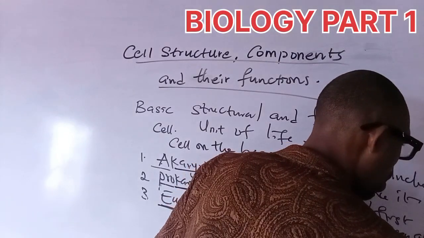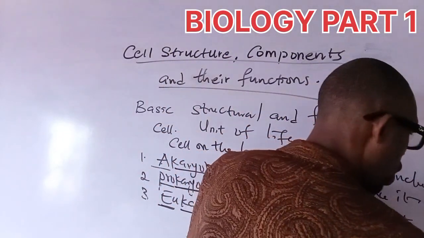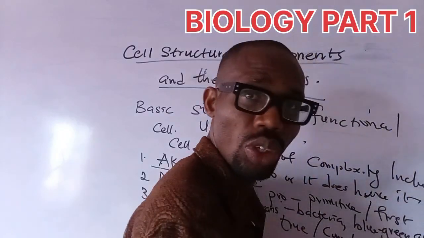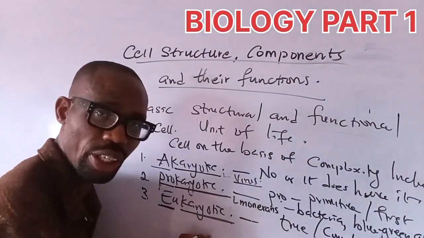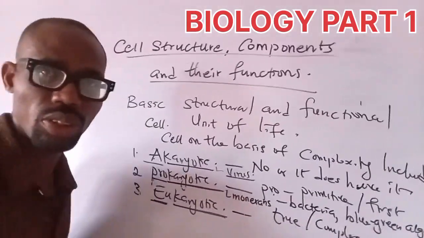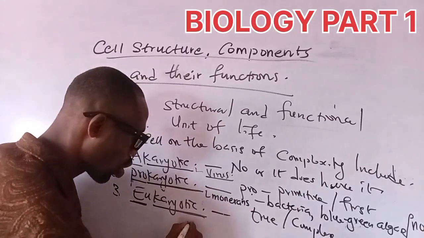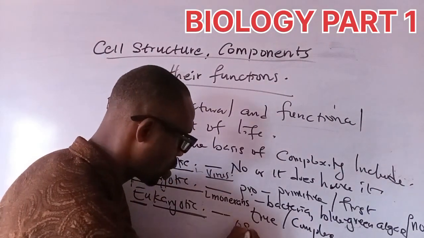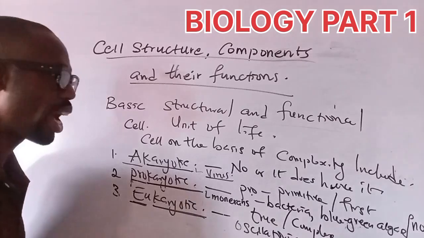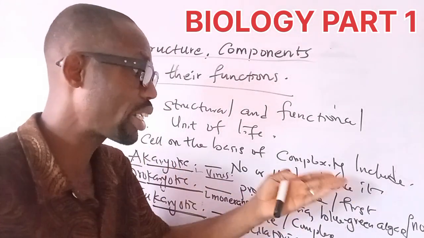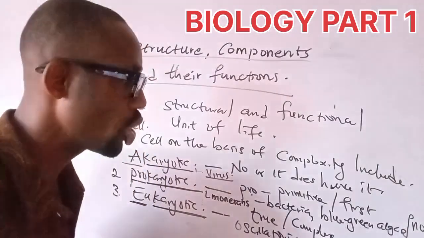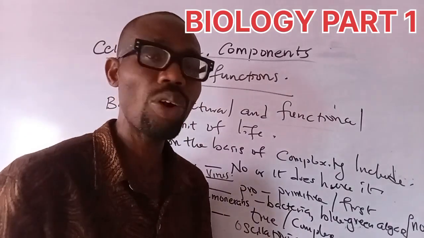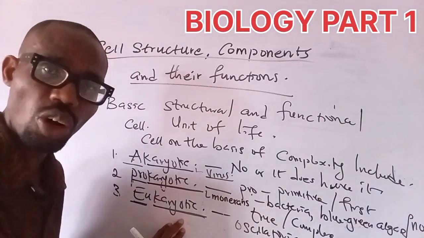So bacteria, blue-green algae. You want to know examples of blue-green algae? We have nostoc, N-O-S-T-O-C. Then gloeocapsa, G-L-O-E-O-C-A-P-S-A, is another example. Maybe I add another one, oscillatoria, O-S-C-I-L-L-A-T-O-R-I-A. Let me write it this way so that you can see clearly.